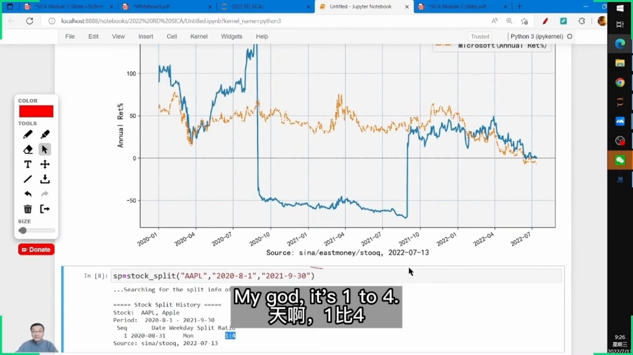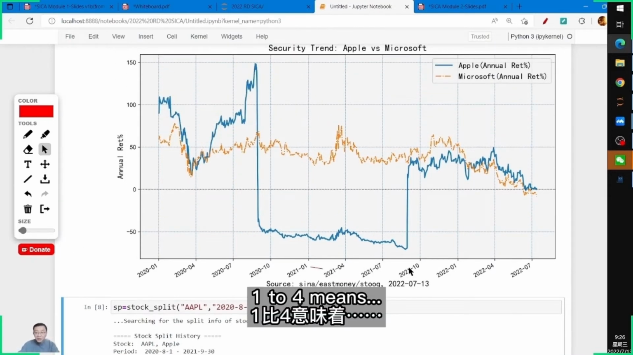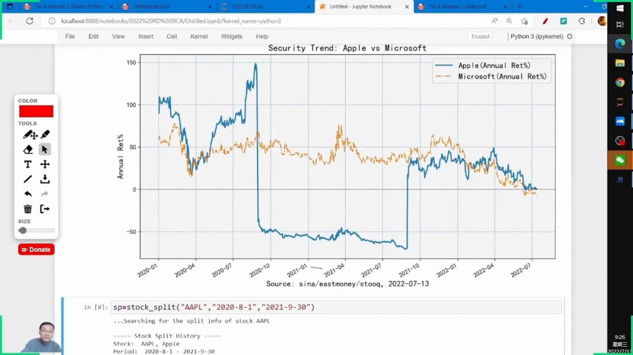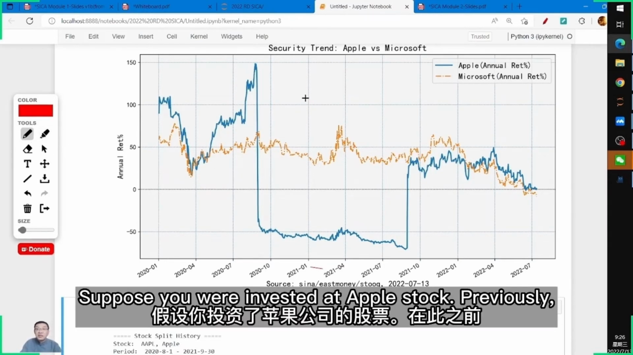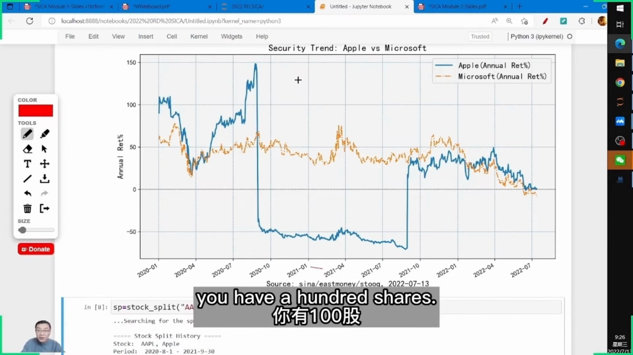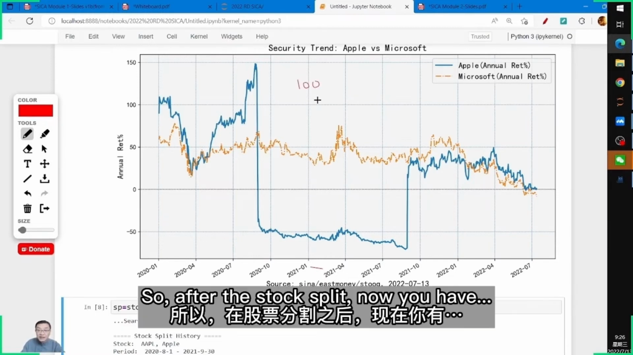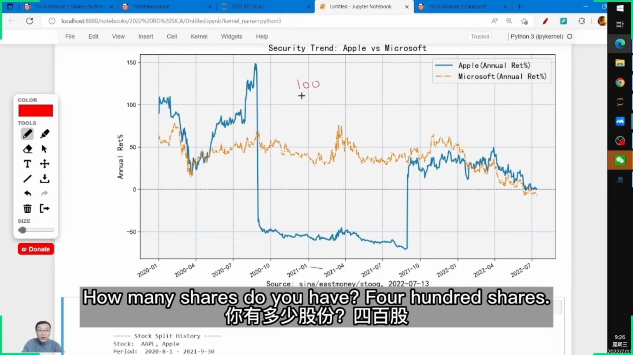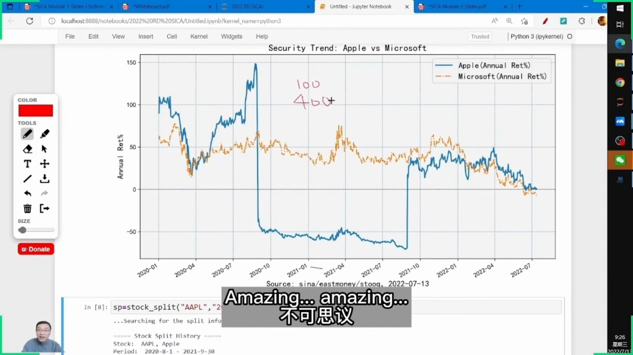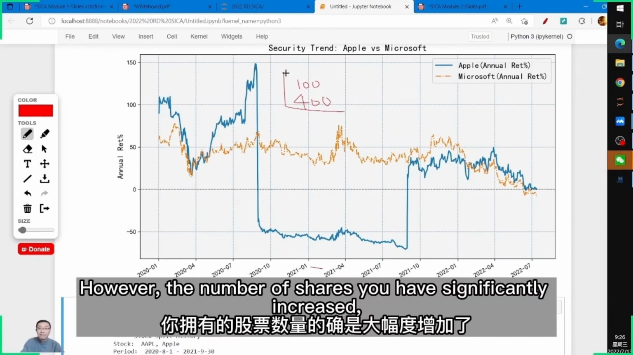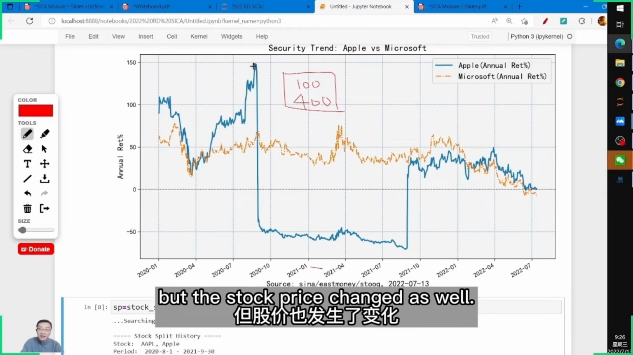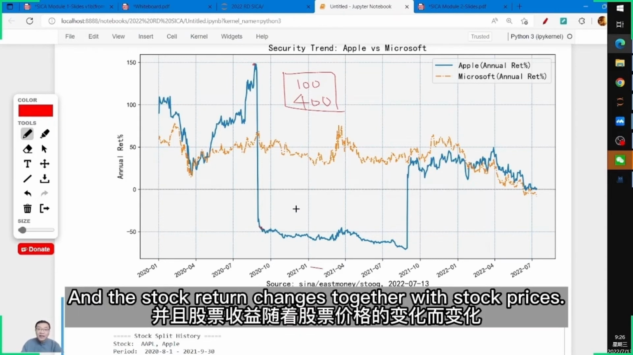My God, it's 1-4. 1-4 means, suppose you were an investor of Apple stock. Previously, you have 100 shares. So after the stock split, how many shares do you have now? 400 shares. Amazing. However, the number of shares you have significantly increased, but the stock price changed as well. And the stock return changes together with stock prices.